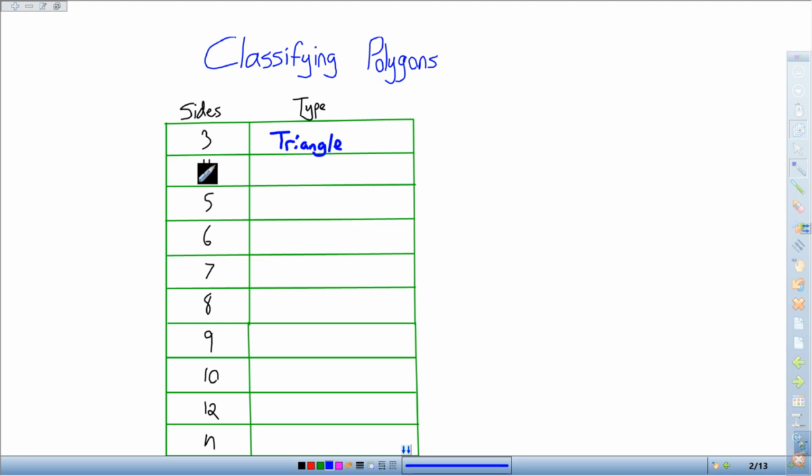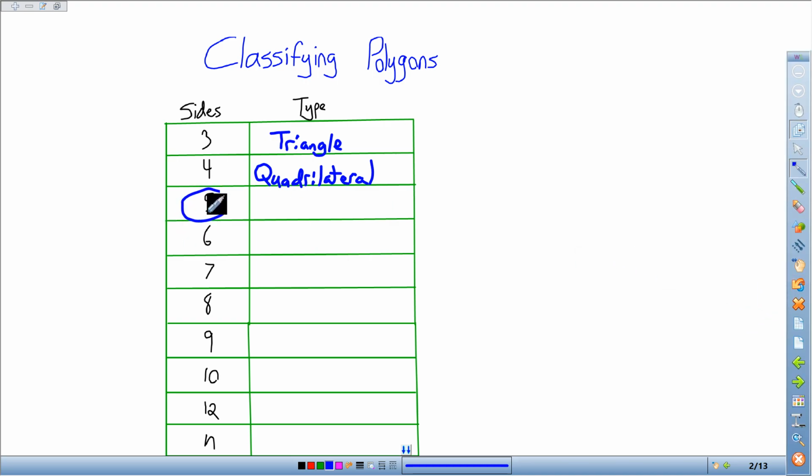All right. The next type, four-sided polygon. There's a lot of different types of four-sided polygons, but the most generic general name for a four-sided polygon is a quadrilateral. Like I said, there's a lot of different quadrilaterals. There's squares, rectangles, rhombuses, trapezoids, parallelograms. There's a lot of them, and they're all technically called quadrilaterals.